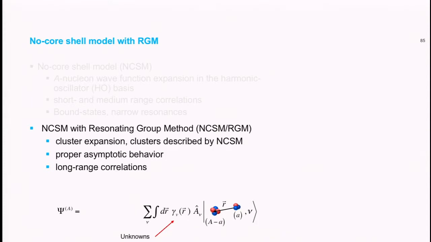So if they are apart, then this description of helium-3 and alpha is good. But now when they come close together and start to interact, they will exchange nucleons, and then suddenly you have to take into account many internal excitations of these helium-3 and alpha to really describe the correlations of all 7 nucleons. So this becomes prohibitively complicated to really do a good calculation in this type of expansion.